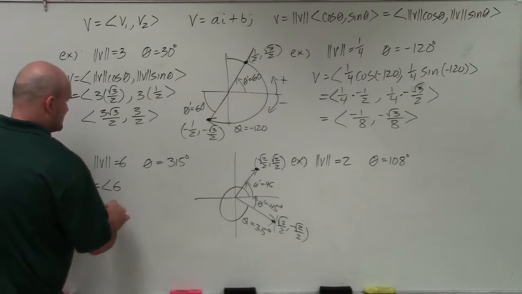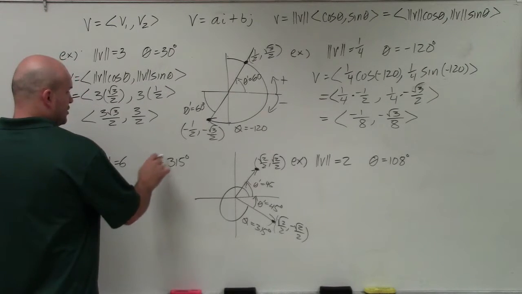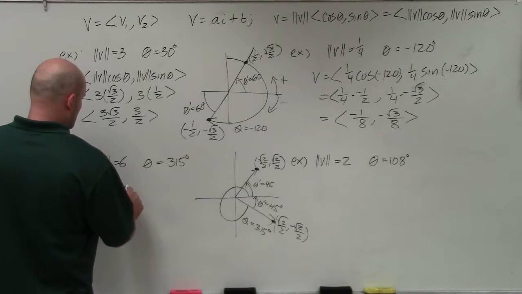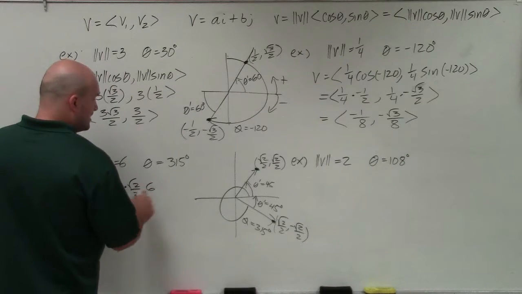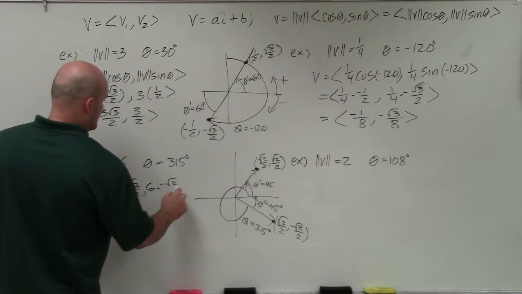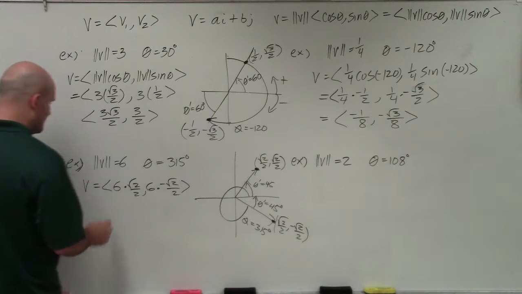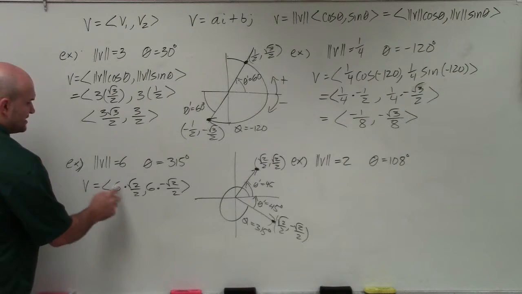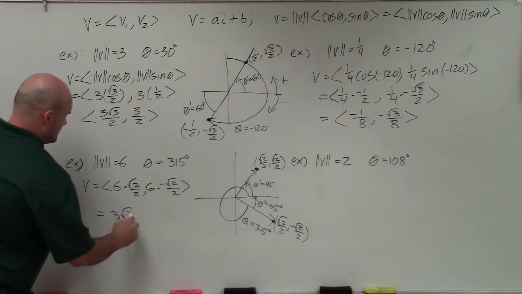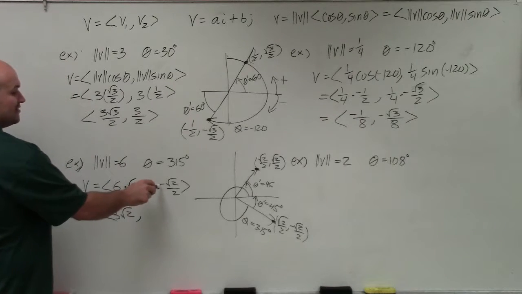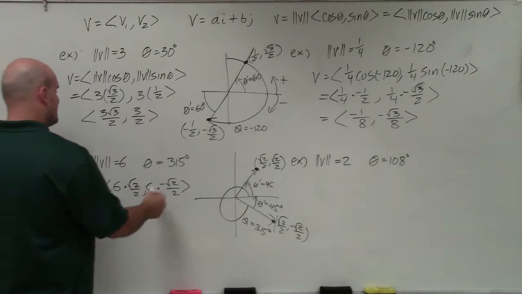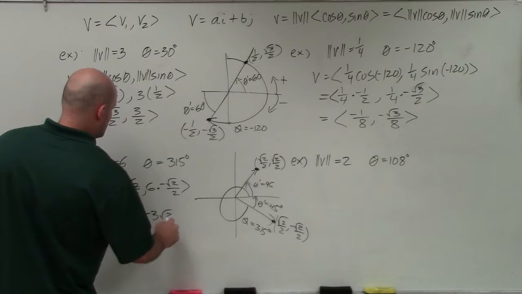So I have 6 times the cosine of 315, which is square root of 2 over 2, comma, 6 times the sine of 315 degrees, which is negative square root of 2 over 2. Okay? Then 6 divided by 2 is 3. And that becomes 6 times negative 1, which would be negative 6. Negative 6 divided by 2 is a negative 3 square root of 2.